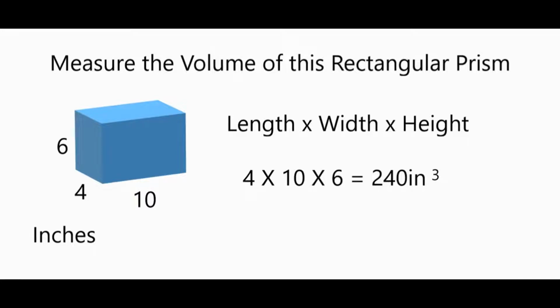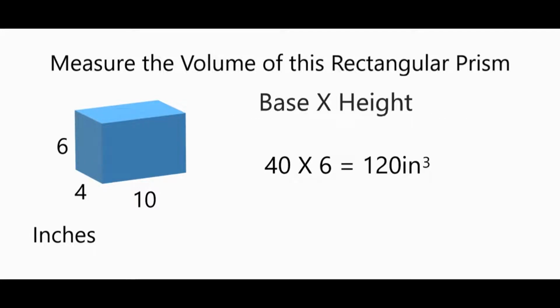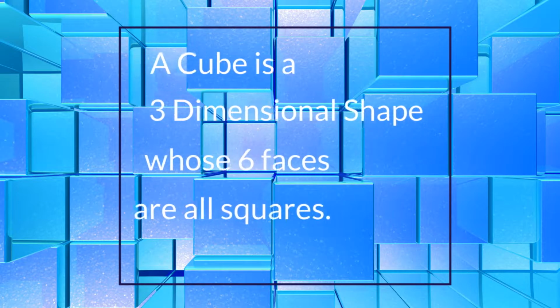cubed. Another way to think of it is to multiply your base times your height. Remember that your base is just your length and your width, so really it's still the same formula of length times width times height, only now it's shortened to your base times your height. In some problems, this will come in handy when figuring out missing sides. So, for this rectangular prism, base times height would be 40 inches times 6 inches, which still equals 240 inches cubed. Let's take a look at another shape.